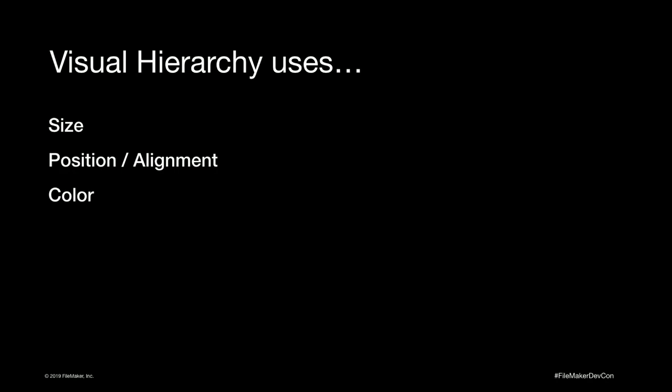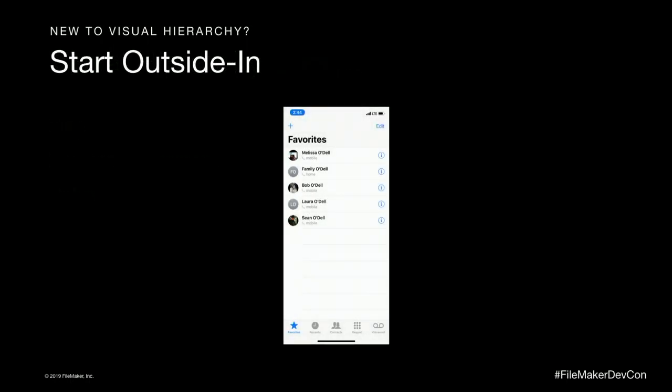So again, we don't have a lot of time today, so I'm going to give you guys a few tips and tricks for building your own visual hierarchy. Let's start with something simple like the Contacts app on an iPhone. One simple technique you can use if you're new to visual hierarchy is the concept of outside in. On the very outside of this screen is information about the phone and navigation for the phone.